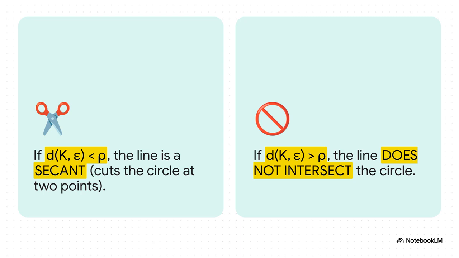And guess what? It's the exact same idea for a line. You find the shortest distance from the center, k, to the line, which we're calling epsilon here. If that shortest distance is less than the radius, the line has to be slicing right through the circle in two places. We call that a secant line. If the distance is greater than the radius, the line misses the circle completely. And if it's exactly equal, you guessed it, we've got ourselves a tangent.